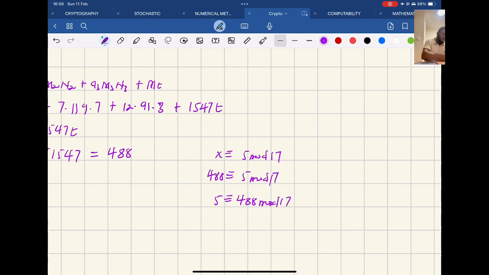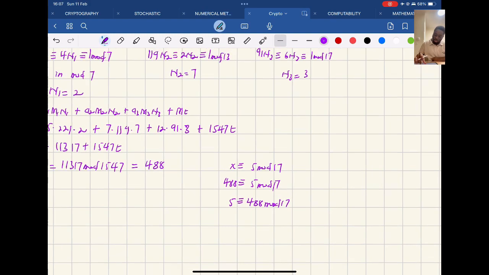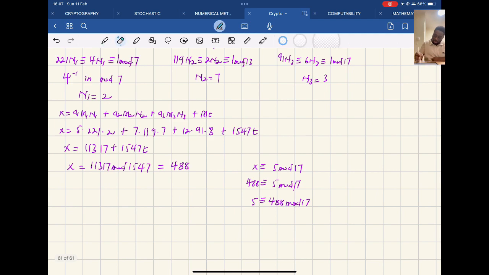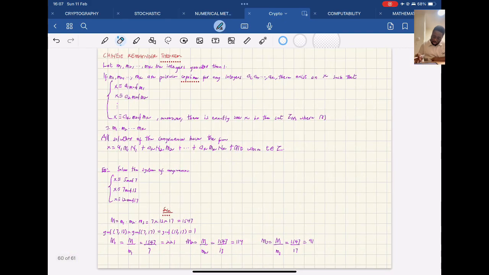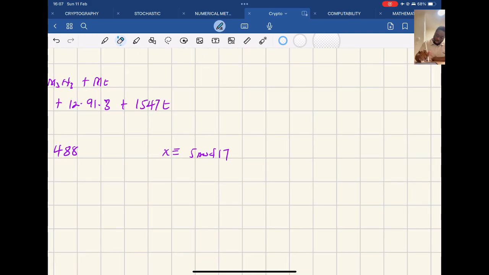Sorry, the first one was S is congruent to 5 mod 7, and now our x is 488. If we interchange 488 and 5, we get 5 is congruent to 488 mod 7. So what is 488 mod 7? It's indeed 5. Then it works.